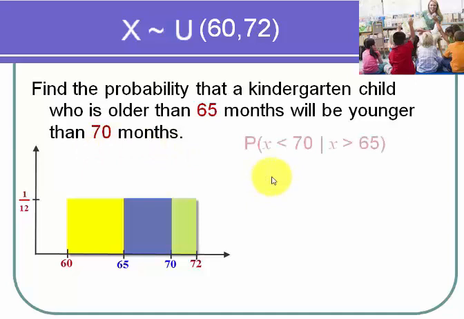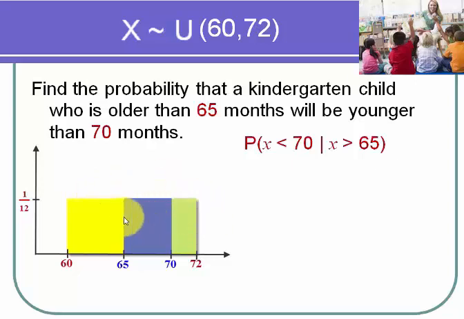So we can write this as a conditional probability: the probability that x is less than 70, given that x is greater than 65. In a picture, and yes, it's very important to draw the picture. If you're in my class and you don't draw the picture, you will lose points. And hopefully in other classes too, because the picture is really important.